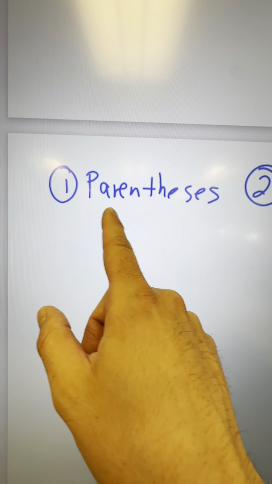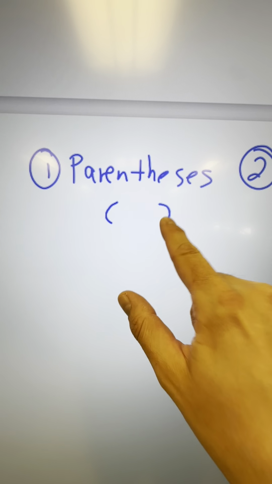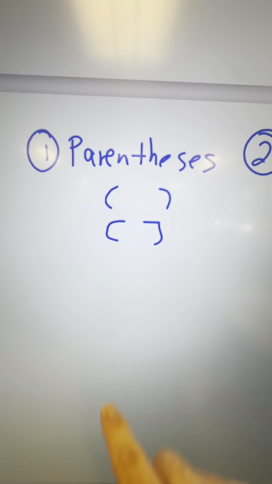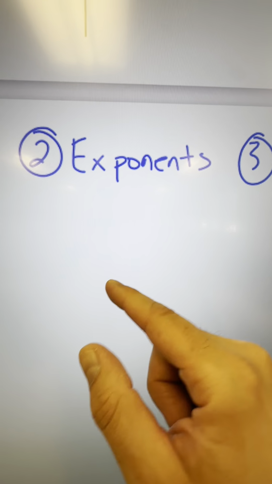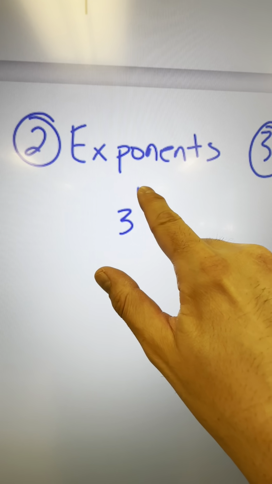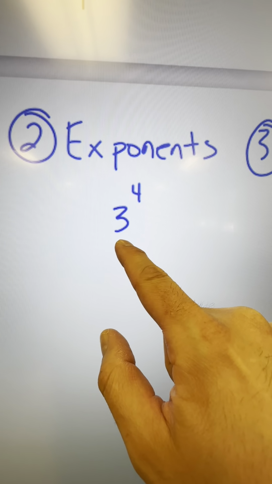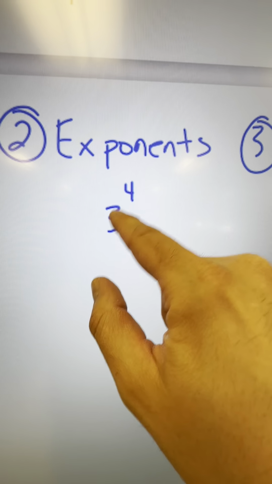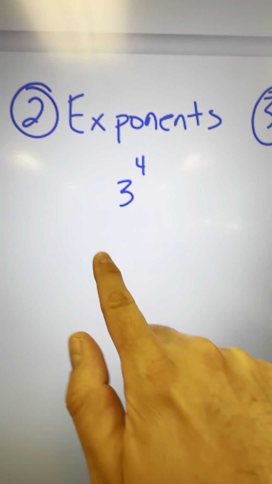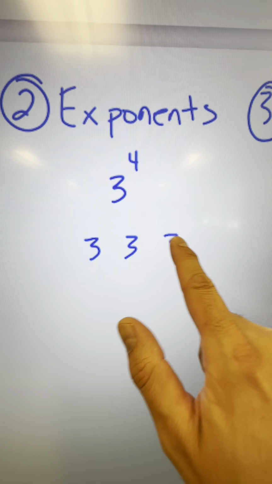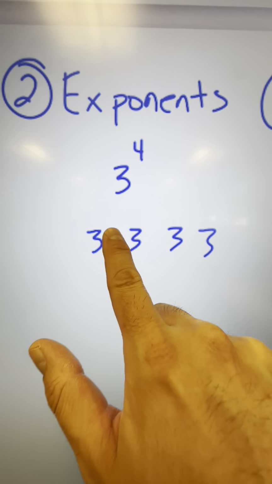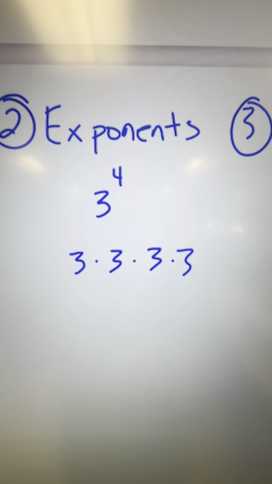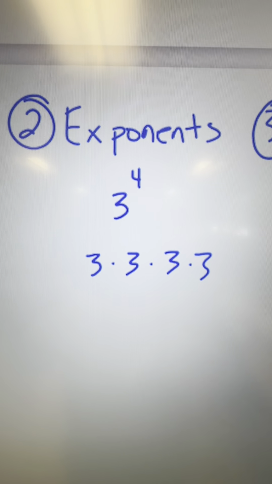Step 1 is to simplify parentheses. Parentheses look something like this, or it could be brackets as well. Exponents would be next. An exponent would be something like 3 to the 4th power. So this is the base, the 3, and 4 is the exponent. If you ever come across an expression like this, the exponent just tells you how many 3's you have. In this case, we have 4 3's, and they're all being multiplied together. So this is just a shortcut for repeated multiplication.